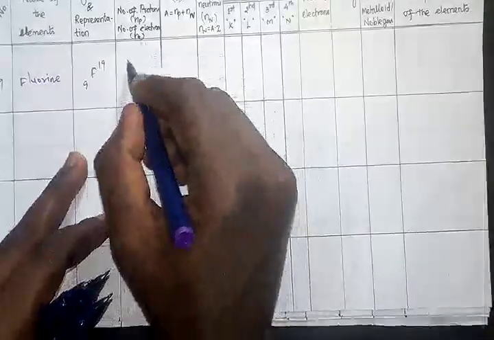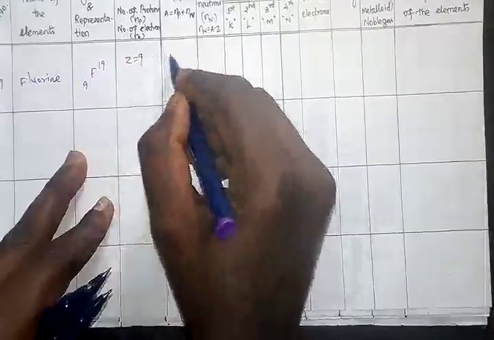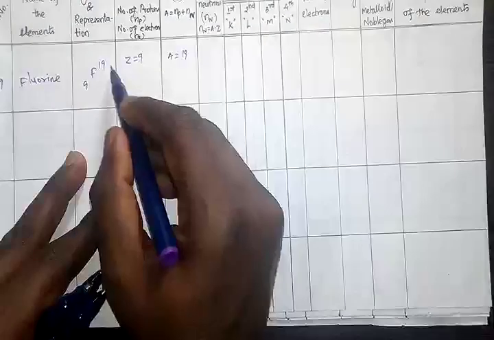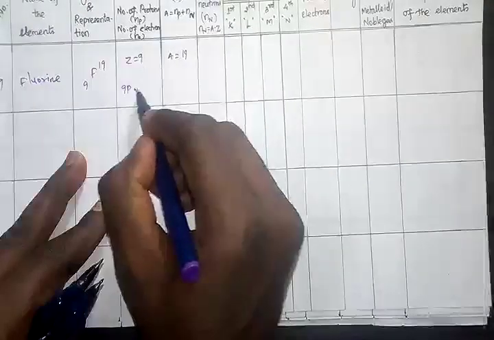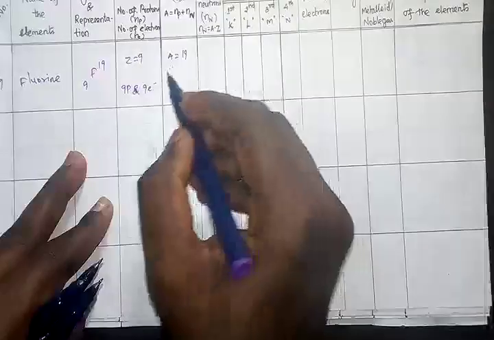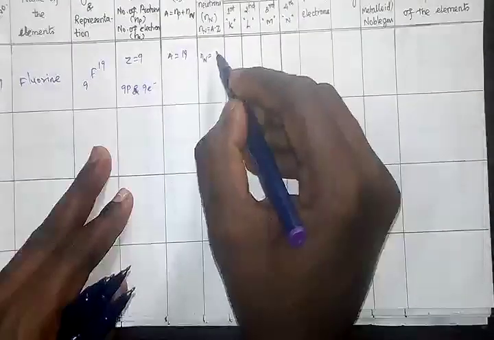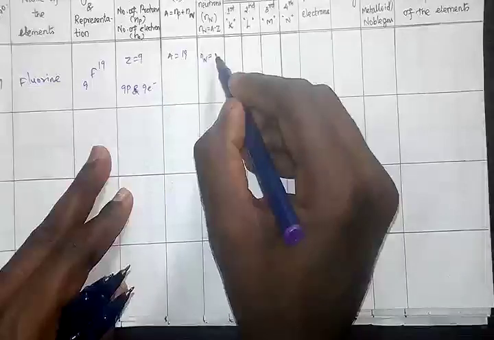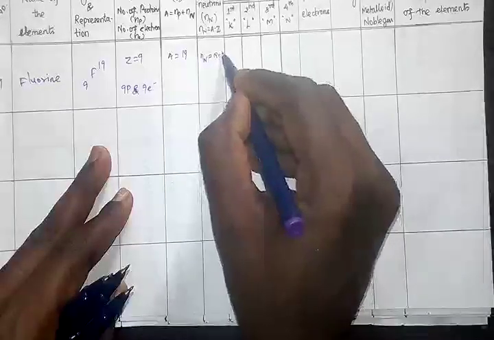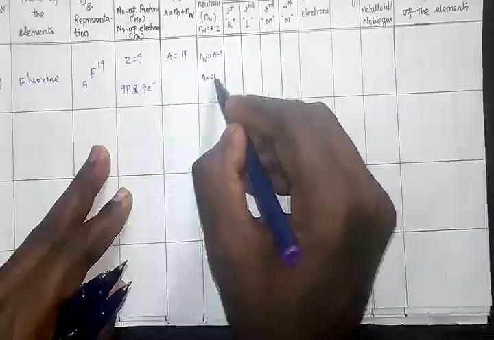So, fluorine-19. The atomic number Z is equal to 9, and A is equal to 19. You can see here it has 9 protons and 9 electrons. The number of neutrons is calculated as 19 minus 9, so the number of neutrons is 10.